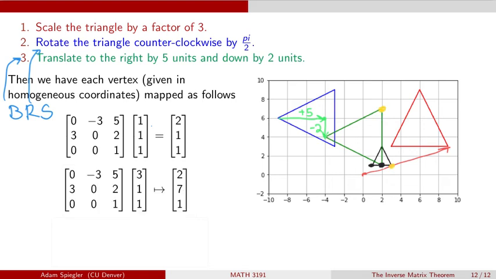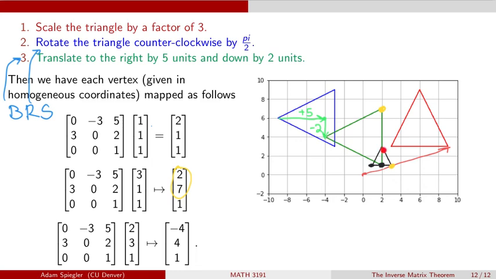Okay, similarly, seeing what happens to the vertex that was at 3, 1, that's this point over here. After multiplying this matrix, the homogeneous coordinates get mapped to 2, 7, 1. So that's going to get mapped to a point that has coordinates 2, 7, which is the point over here. And then for the very last vertex, the one over here at 2, 3, we can see indeed it gets mapped to minus 4, 4 over here. So we could just take this black triangle and map it straight to this green triangle by multiplying by the product of those 3 transformations.